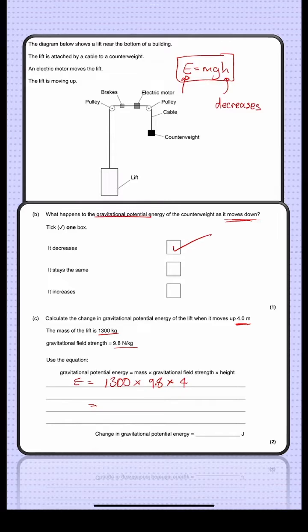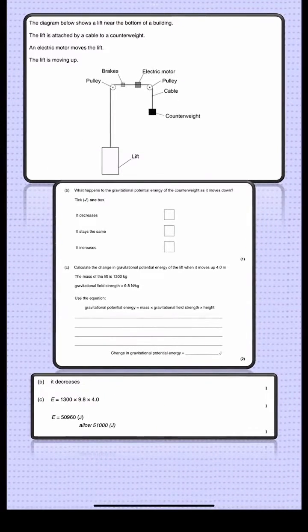Well done, those of you who've written it. 50,960 joules. That's the answer. So let's look at that. On the mark scheme, it decreases. We said that. And then we got the answer here. It's 50,960. Hope that makes sense. Let's move on to the next question.